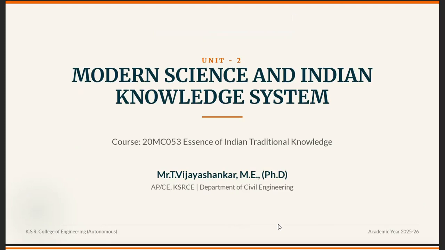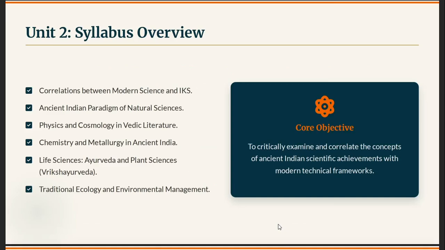So today we are going to see about Unit 2, Modern Science and Indian Knowledge System: how modern science and the Indian knowledge system have integrated. So these are the main syllabus overviews. The correlation between modern science and IKS, ancient Indian paradigm of natural sciences, physics and cosmology in Vedic culture, chemistry and metallurgy in ancient India, life sciences, Ayurveda and plant sciences, the traditional ecology and environmental management.